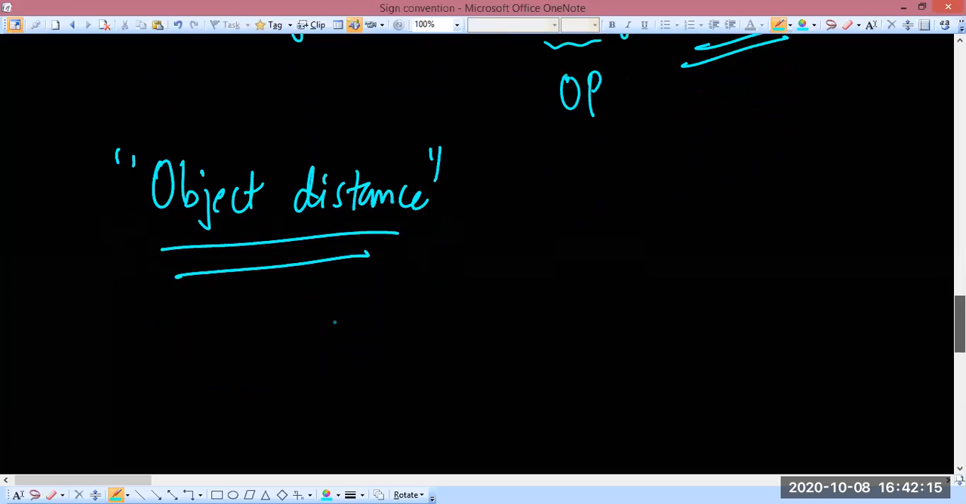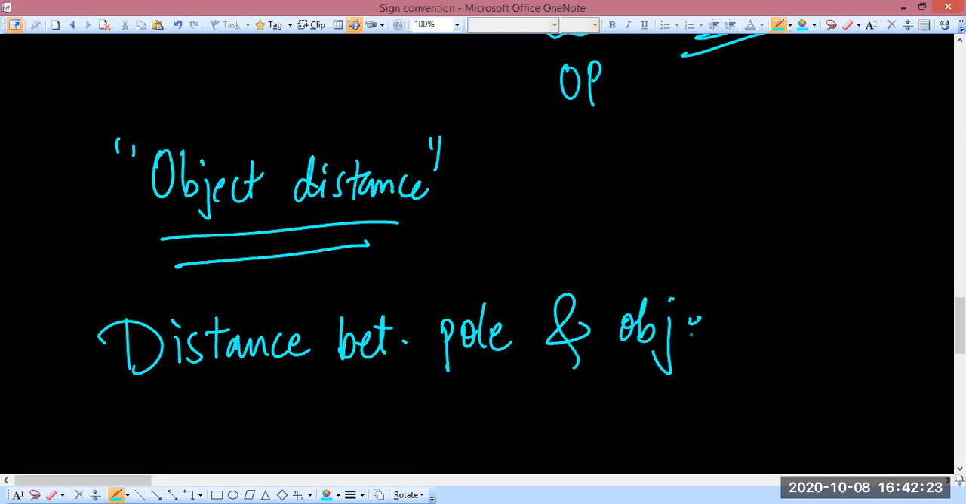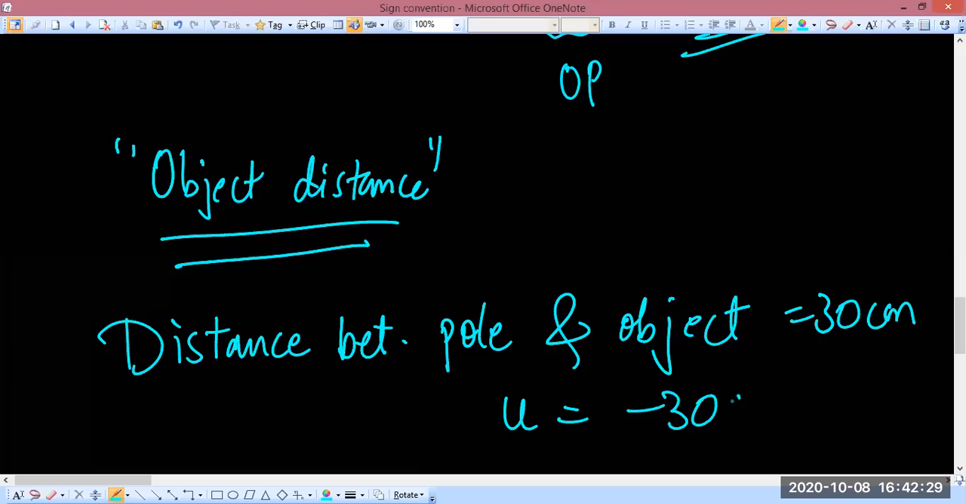Listen to this. I hope you will not get confused by these two lines. Don't assume anything on your own. Only what I say is correct, right? So it is possible that object distance is positive. Right? Possible. Are both these clear together? Yes or no?